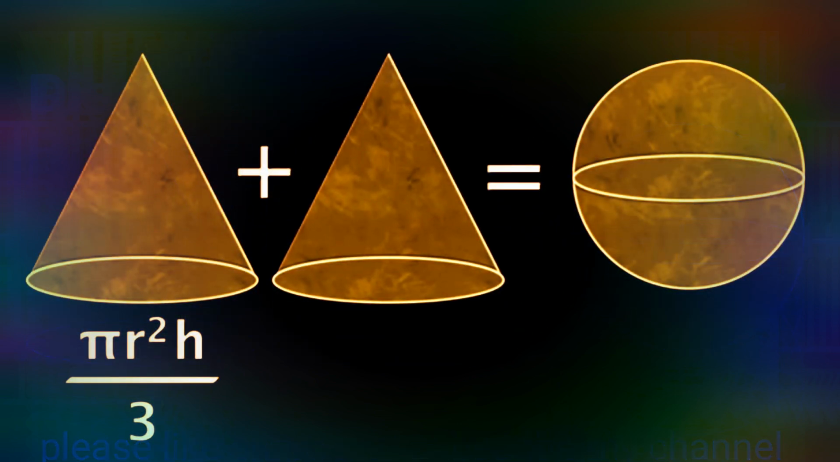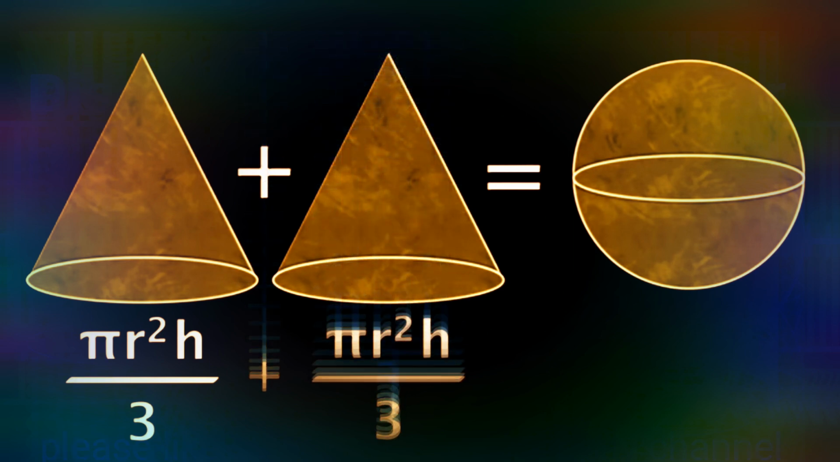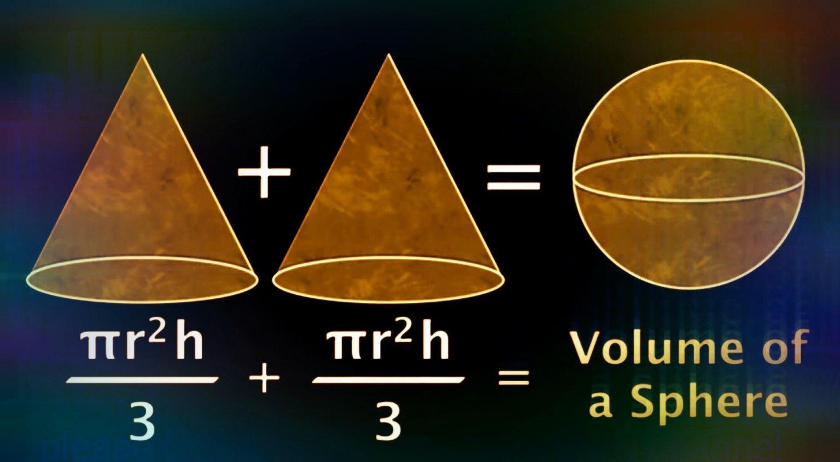Here the volume of one cone is πr²h by 3, then another cone is also πr²h by 3. When you add these two, we get the volume of a sphere.